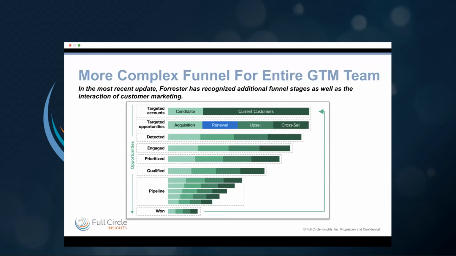But let's talk about that next picture, this more complicated one, because this is where we get into talking about life cycle. If you look at the left side, the light green side of this waterfall, you're looking at targeted accounts, targeted opportunities, who's detected, engaged, prioritized, qualified. The wording is starting to shift more toward an account focus than a people focus, although this funnel could apply to people just the same.